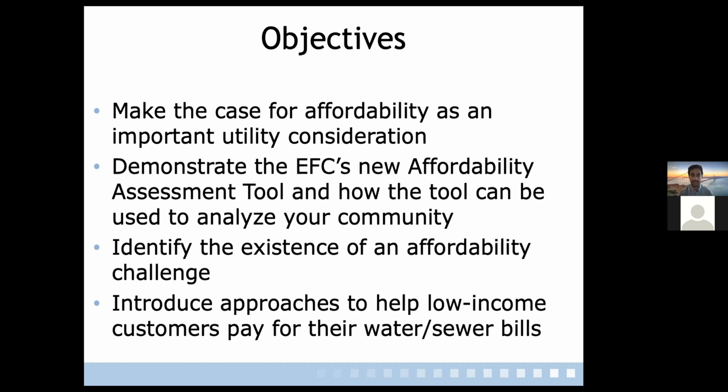Other objectives of the presentation include identifying the existence of an affordability challenge, and then introducing some approaches to help low-income customers pay for their water and sewer bills.